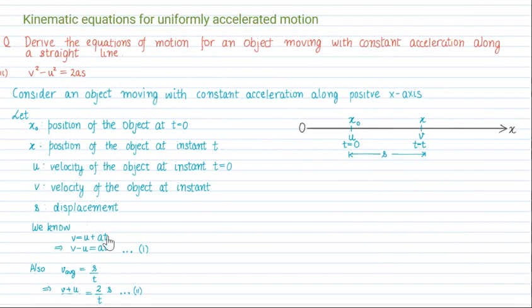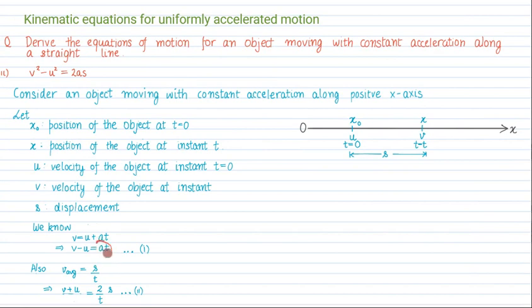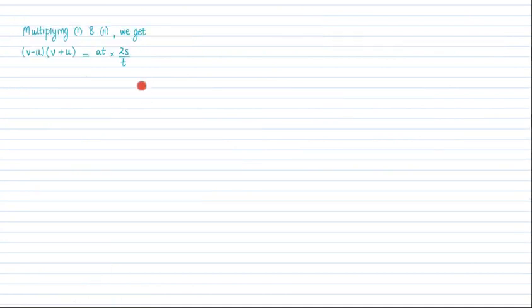Fine. Now look at the right hand side part. On this right hand side you have at, on this right hand side you have 2s upon t. So multiply the right hand side part. So I can write down at times twice of s upon t. Fine. Now let's look at the left hand side part. Using my algebraic expression, a minus b multiplied with a plus b will give us a square minus b square. Similarly, if I apply the same algebraic expression here, so I have v minus u multiplied by v plus u, I will get v square minus u square.